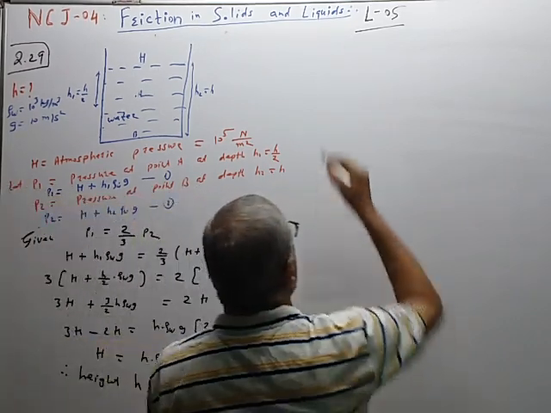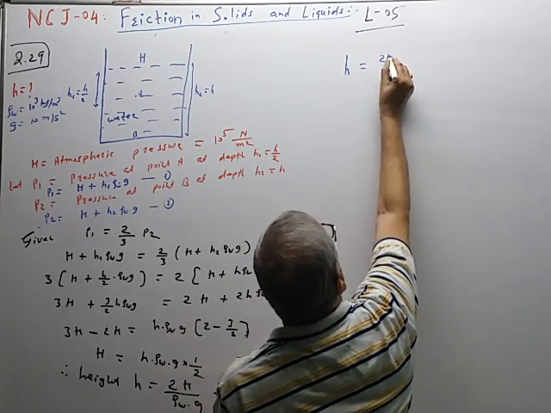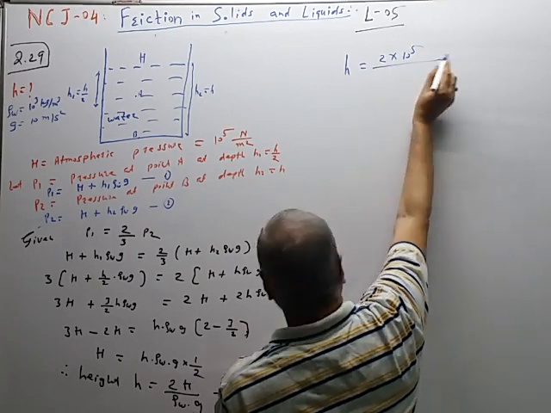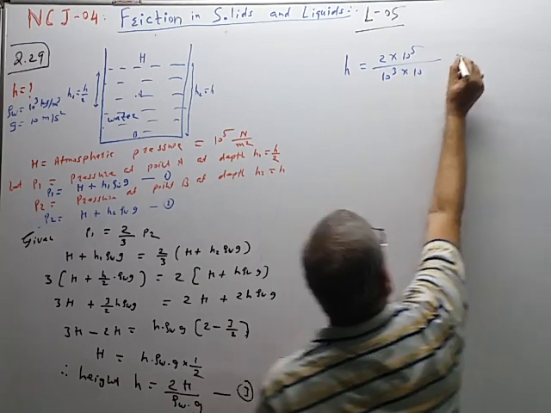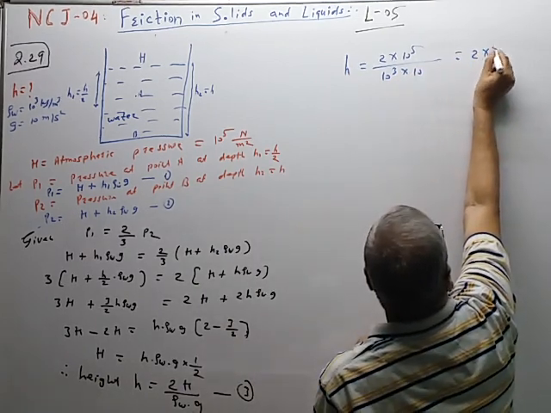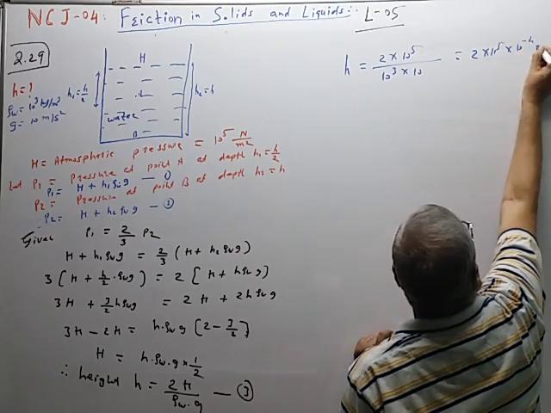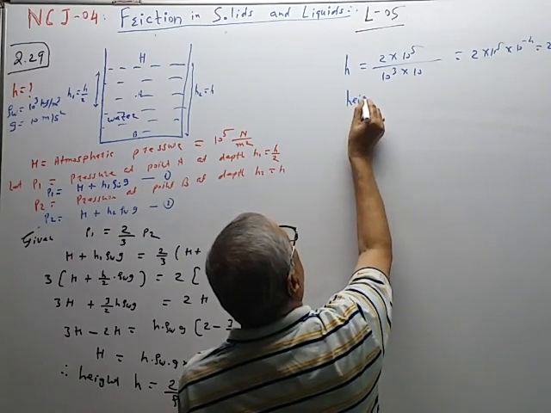And therefore h is equal to 2 multiplied by 10 raised to 5 upon density of water 10 raised to 3 multiplied by 10. So 2 into 10 raised to 5 into 10 raised to minus 4, so that is equal to 20. So height h is equal to 20 meter.